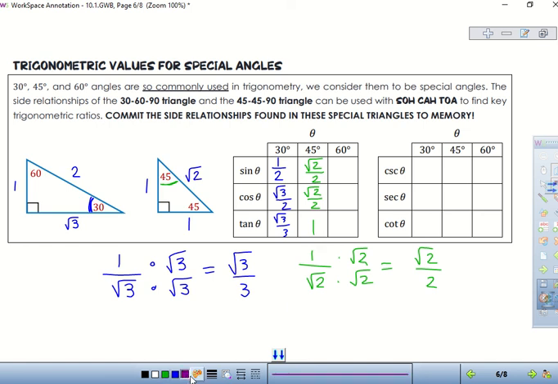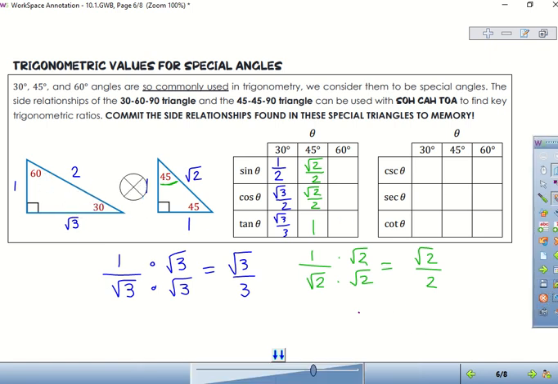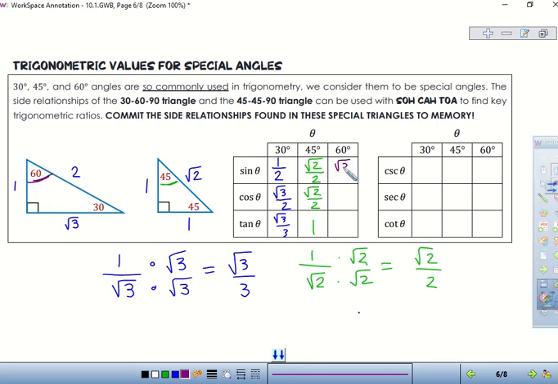So now we're going to move on to 60. So 60 is going to be opposite. Remember, because now we're looking at a new theta, the perspective of a new theta. We're looking at 60 as our theta now. So if we're looking at sine from 60, that's opposite over hypotenuse, right? So radical 3 over 2.